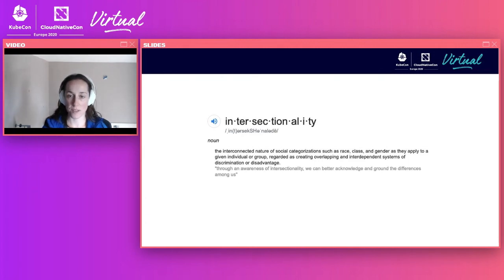As you can see from the definition here, what intersectional theory is about is the interconnected nature of social categorizations such as race, class, and gender as they apply to a given individual or group. And this can be regarded as creating overlapping and interdependent systems of discrimination or disadvantage. And so through an awareness of intersectionality, we can better acknowledge and ground the differences among us. Sort of what we're looking to do here is encourage everyone to have empathy and be polite in your interactions in our community and be secure in your ability to expect the same from others.